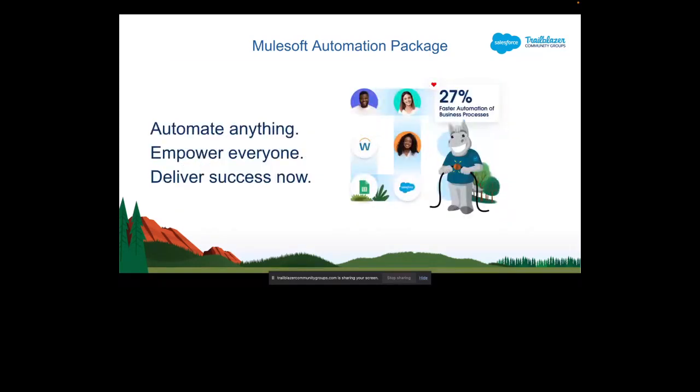And with that, many companies found that 27% of their automation became faster. Business automations became faster with the help of the MuleSoft automation package. And again, their slogan became automate anything, empower everyone, deliver success now. This is what the MuleSoft automation package is all about, the success.